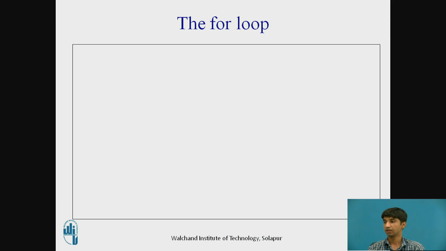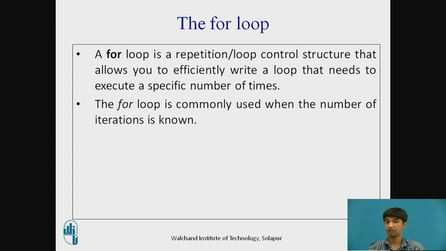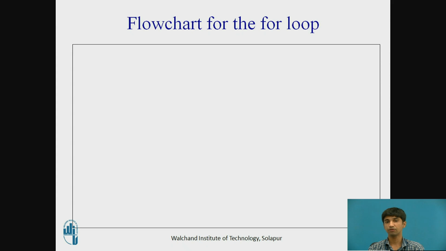The for loop. A for loop is a repetition or loop control structure that allows you to efficiently write a loop that needs to execute a specific number of times. It means when you know the destination, what the target is, only then can you use a for loop. It's commonly used when the number of iterations is known. So the flowchart for the for loop.